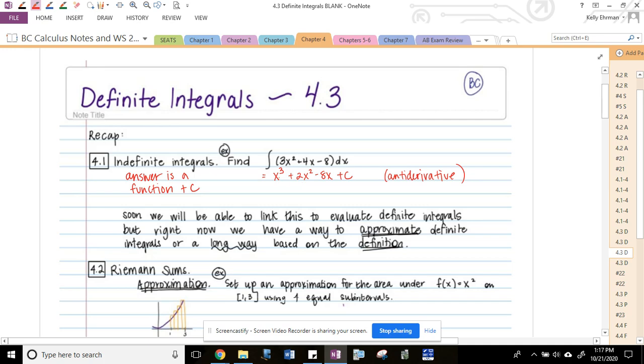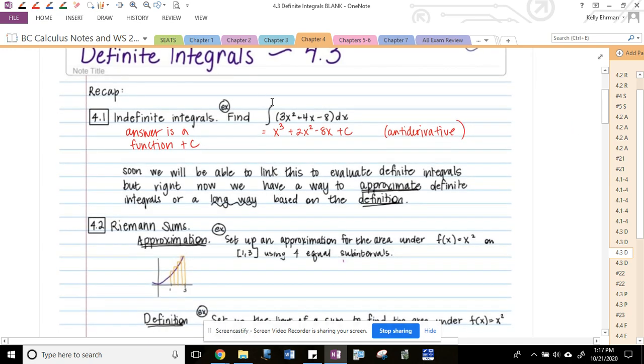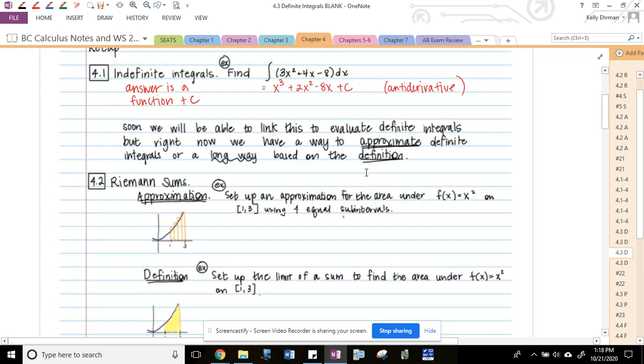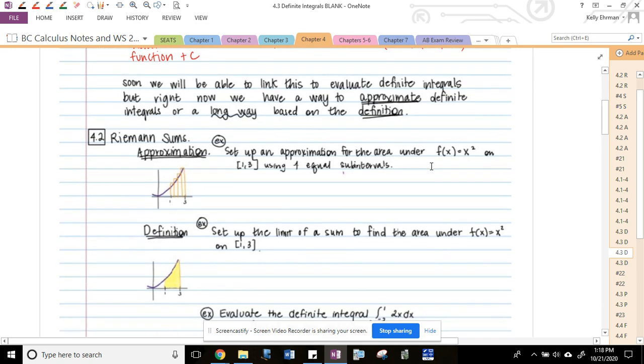If you take the derivative of your answer, you should get the expression in the integrand, or the thing that's in the integral. So we're going to link up this process, how to come up with these terms for indefinite integrals, to evaluate definite integrals. But in 4.2, we were just approximating definite integrals using Riemann sums, or we were finding the exact values of definite integrals, but it was sort of the long way based on that limit definition.